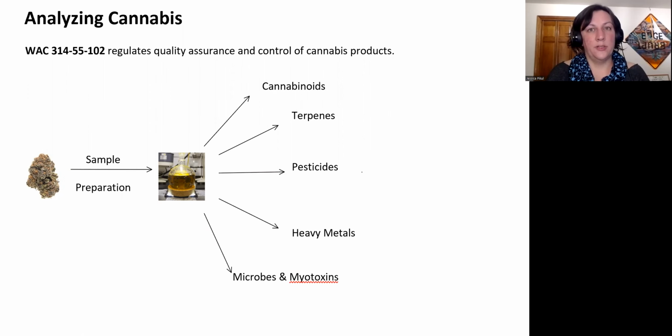Let's look a little bit more closely at how cannabis labels are created. How are those percent THC and CBD actually determined? So we're going to look at analyzing cannabis. And there is a state law that regulates quality assurance and control of cannabis products.